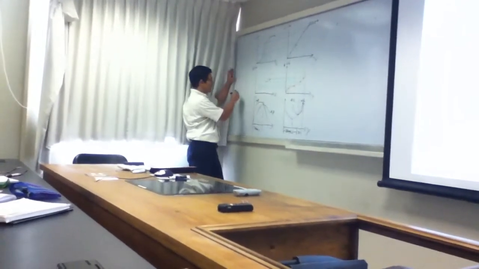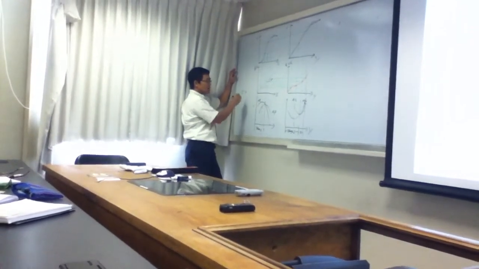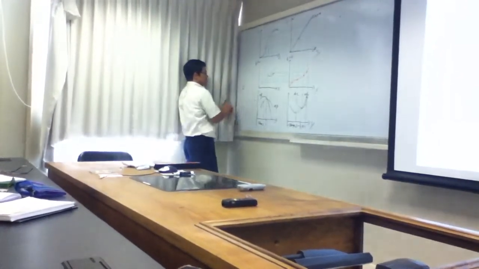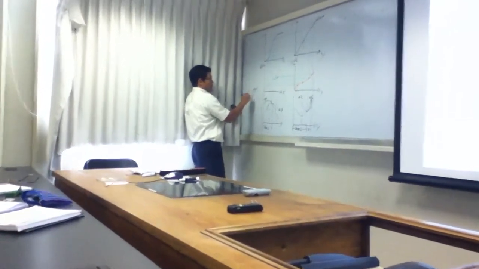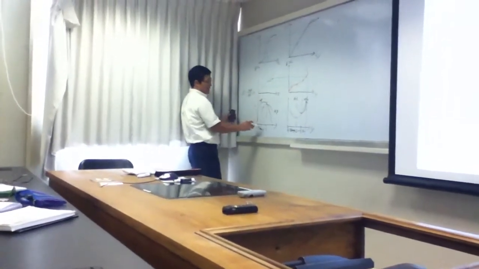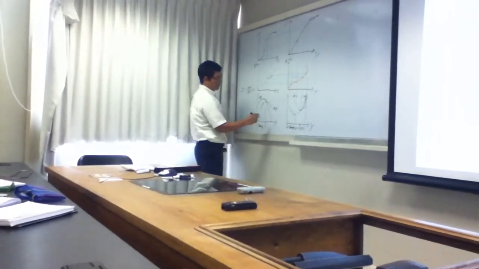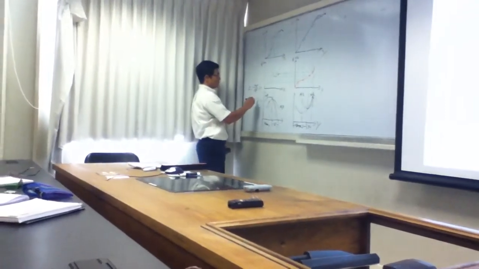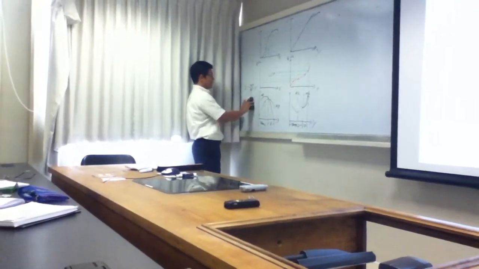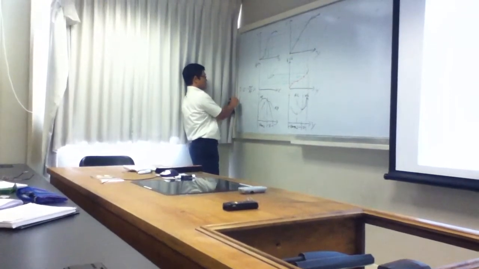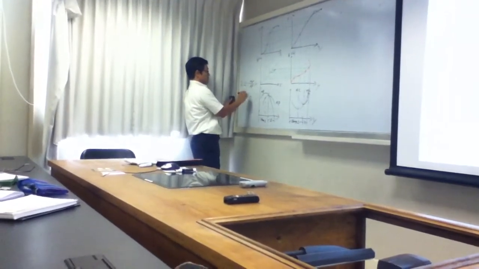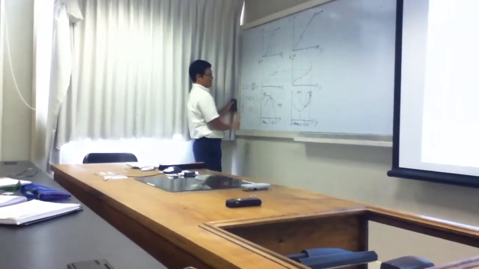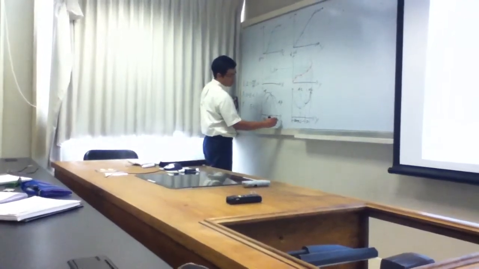So elasticity is greater than 1. Let me write this. Elasticity is equal to marginal product divided by average product. That's greater than 1 in stage 1. This is stage 2. It's less than 1. Stage 2 is between 0 and 1. Stage 3 is less than 0. That's stage 3.